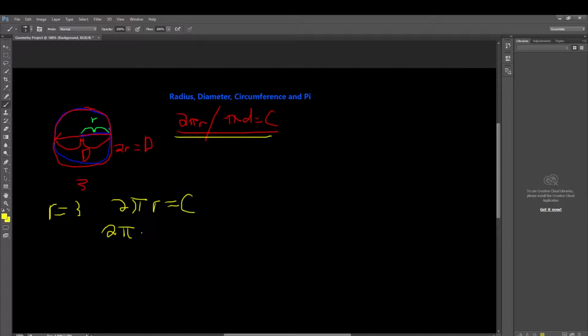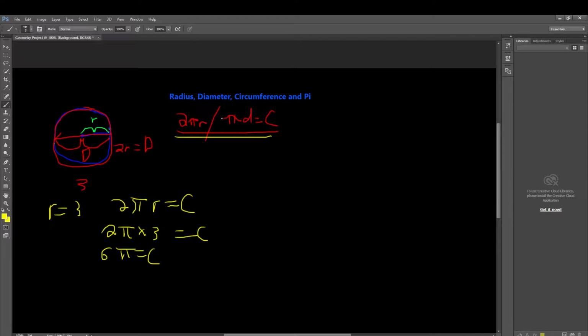So now all we have to do is plug that in, and let's say that pi equals 3.14. Now we can simplify this down, just do 2 times 3, which equals 6 pi. Now, some people like to leave this in terms of pi, which is basically where 6 pi is equal to the circumference. But if you have a calculator, you can punch that in and it'll give you a much more specific number.